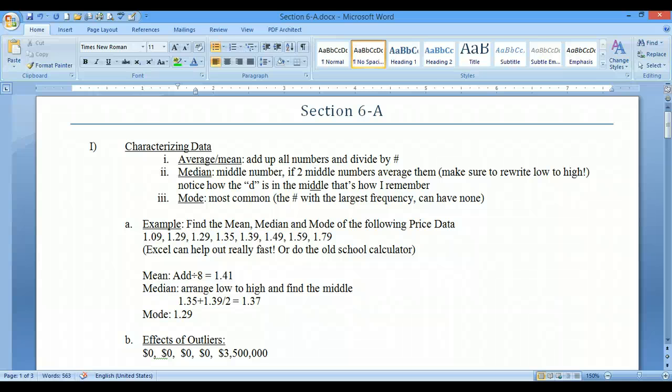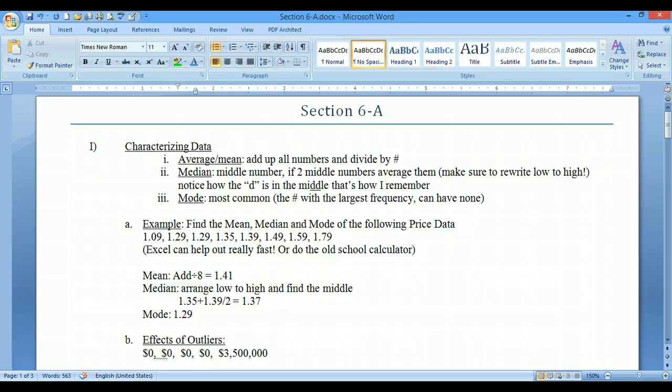Welcome to Section 6A. This is where we're going to be characterizing data. The first one is average or mean. Most of you have already been familiar with this for a while. This is when you add up all the numbers and divide by how many numbers there are.